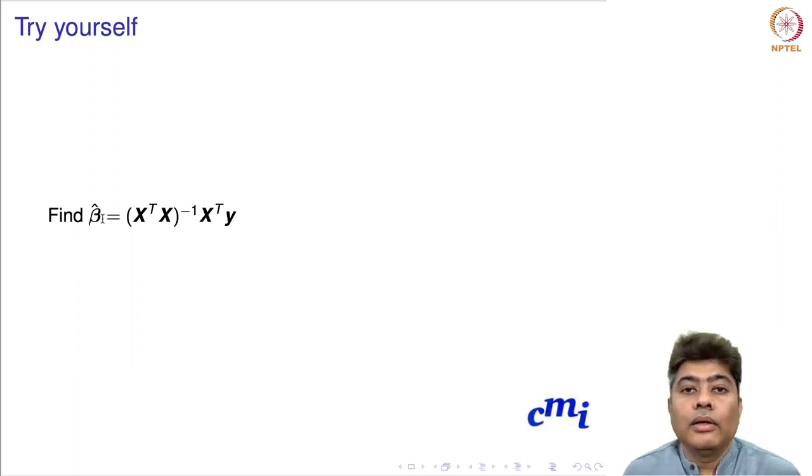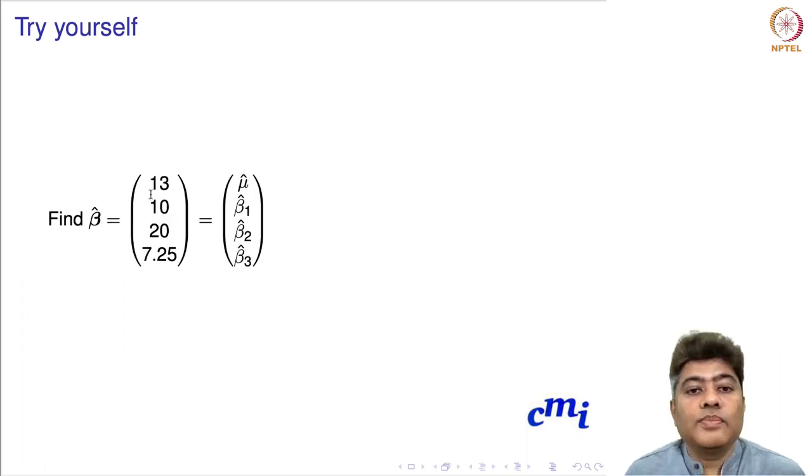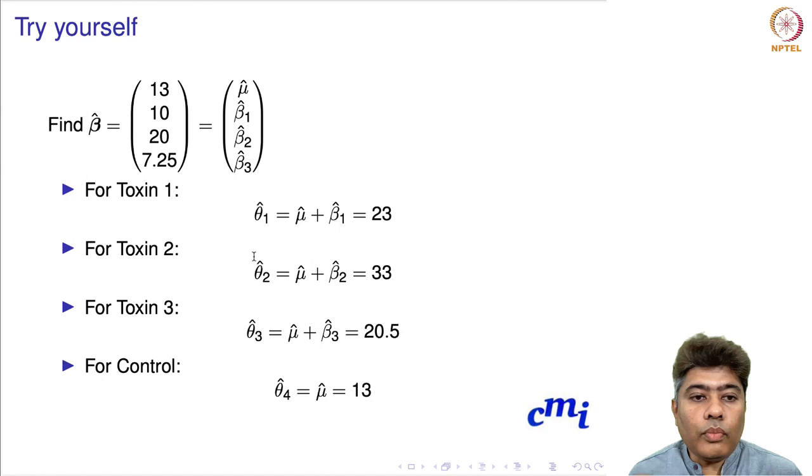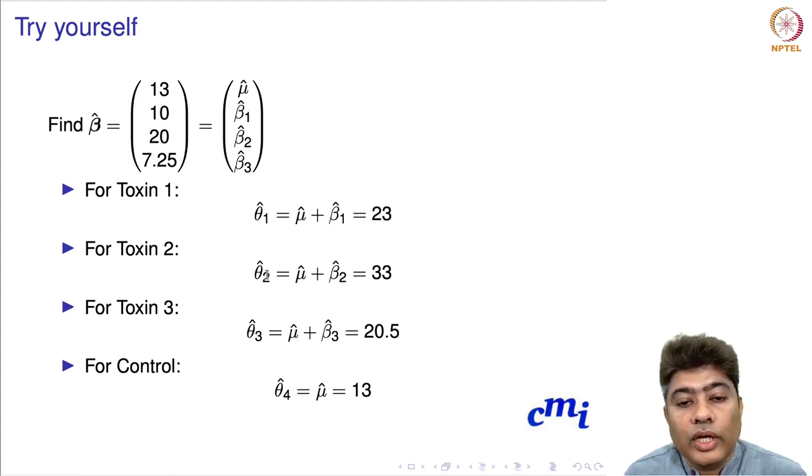I hope you are back now and we can look into the solution and check if it matches mine. This is my solution: 13, 10, 20 and 7.25. 13 is mu hat, 10 is beta 1 hat, 20 is beta 2 hat and 7.25 is beta 3 hat. I hope your solution matches. For toxin 1, theta 1 hat is mu hat plus beta 1 hat, which is 23. For toxin 2, theta 2 hat equals mu hat plus beta 2 hat, which is 33. For toxin 3, theta 3 hat, mu hat plus beta 3 hat, is 20.25.